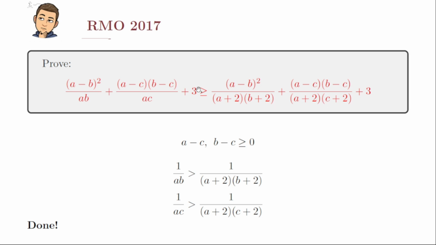Okay, and then 3, well, just leave it there. So it is obvious that this inequality is true. So this is the second solution of this inequality from the Indian Regional Math Olympiad 2017.